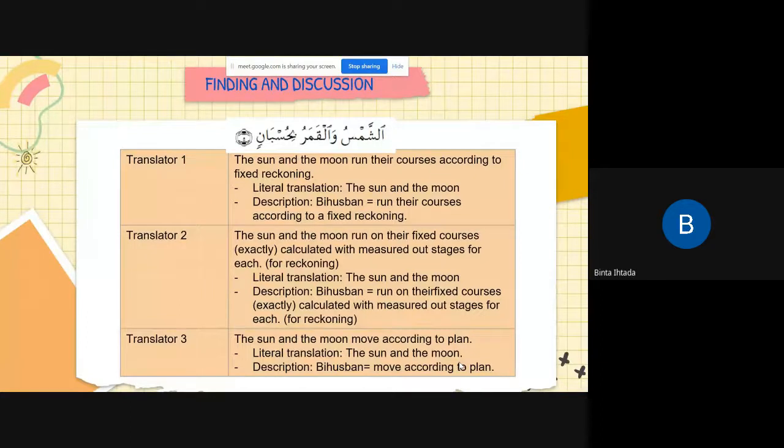plan. In the fifth verse of Ar-Rahman Surah, all of the three translators translate bihusban by using additional description and literal translation technique. The translator replaced the phrase bihusban by providing the description of the phrase directly.